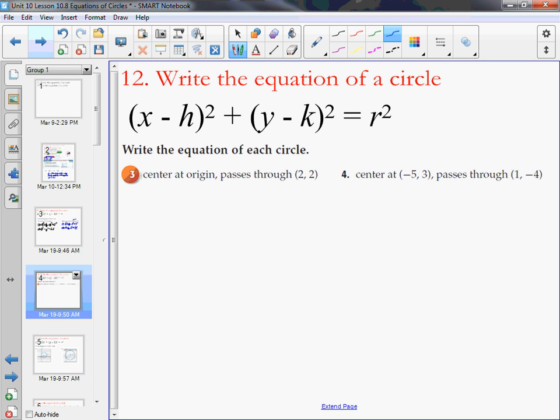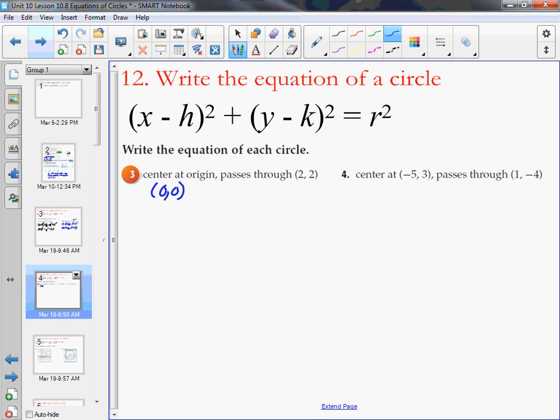Okay. Number 3. The center is at the origin. What's the origin? 0, 0. Oh, they don't tell us the radius or the diameter. But it passes through the point 2, 2. Can I find the radius? The radius is the distance from the center to the circle. So can't I just find the distance between the point 0, 0 and the point 2, 2?